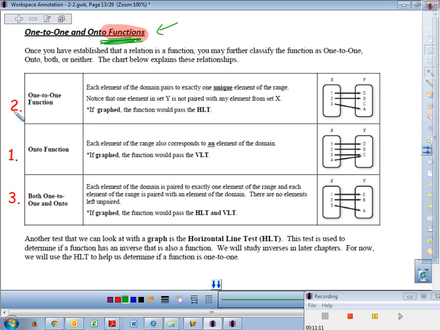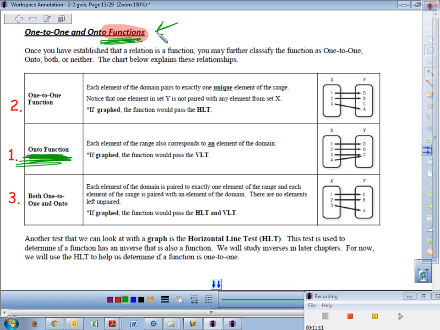First of all, they put these in the wrong order of what you should check with. So let's kind of renumber these. This is the first thing you should check, to see if a function is what we call onto. That's step one. Then step two, we should check to see if it's one-to-one. And then finally, we check to see if it's both.